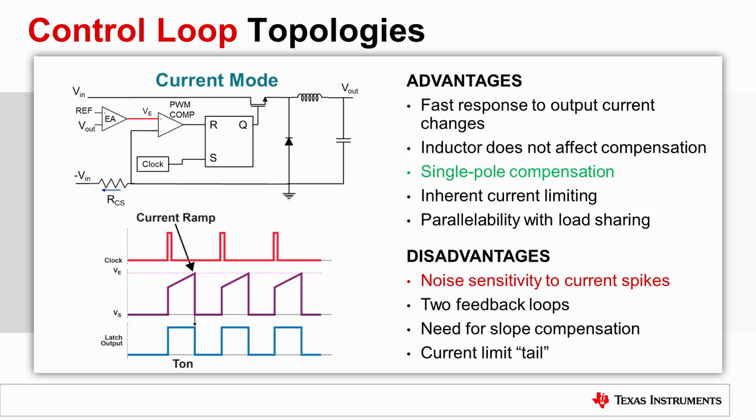Lastly, a well-known limitation of current mode control is subharmonic oscillations that occur at duty cycles of 50% or higher. This issue is avoidable through slope compensation techniques, but it adds a layer of complexity to the design. Overall, current mode control is considered by some to be the most robust architecture due to its fixed frequency, parallelability, good transient response, and ease of compensation.